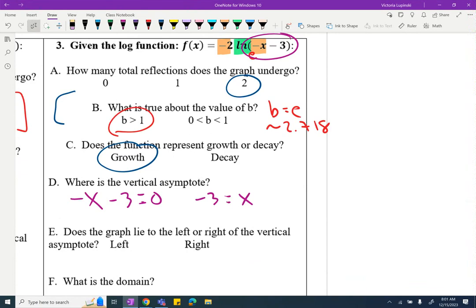Does the graph lie to the left or to the right of the vertical asymptote? Well, you're going to check out the x inside the argument. For the first time today, it is negative. So if it is negative, that means that your graph is going to face to the left.